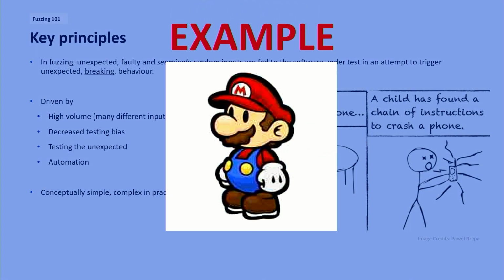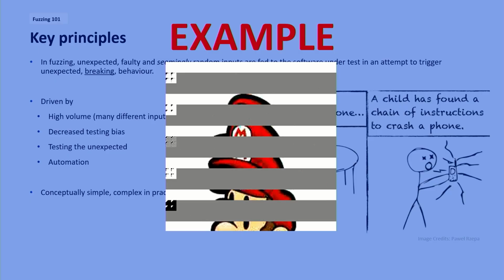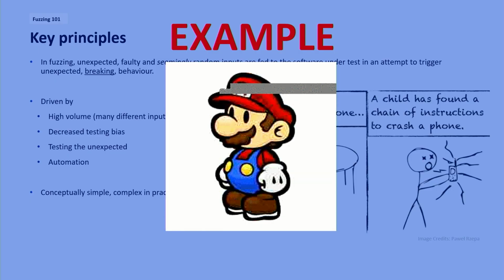So as an example, I've made an image here of Mario, Super Mario. Many of you will know him. We fed this image to a fuzzer that was actually testing an image parsing library. And I just want to demonstrate some of the mutations this fuzzer is generating and feeding to the library to test whether it's functioning correctly.